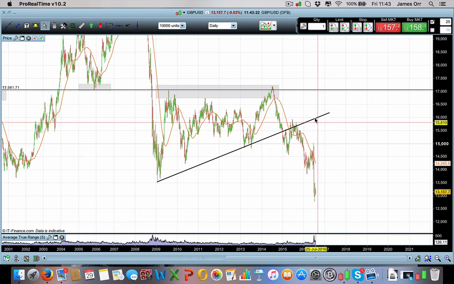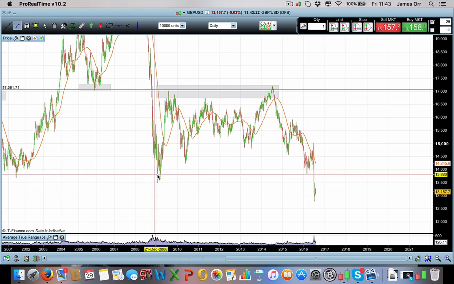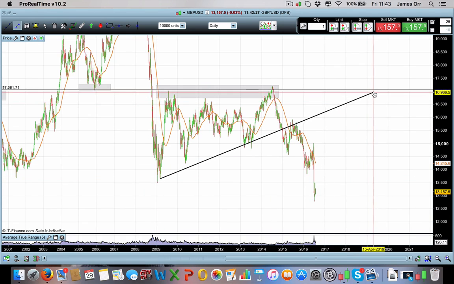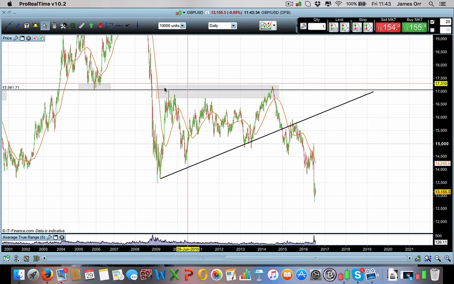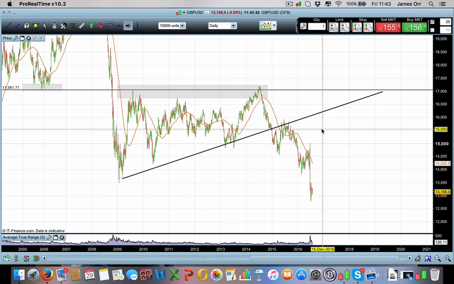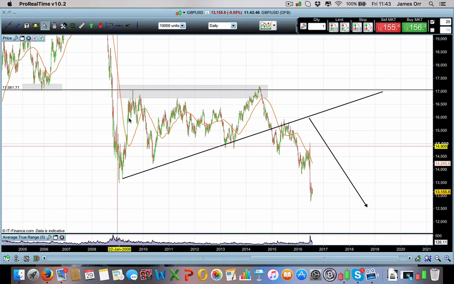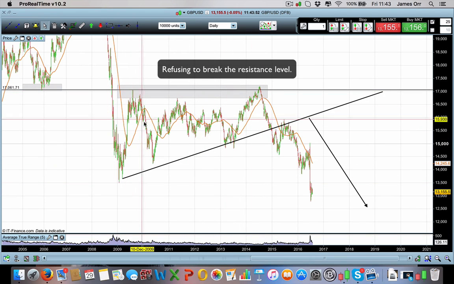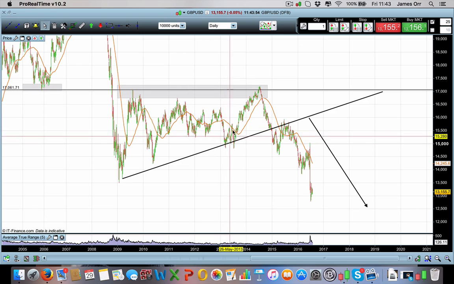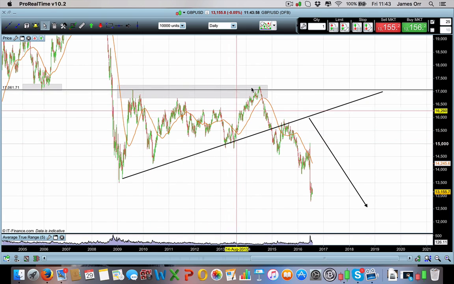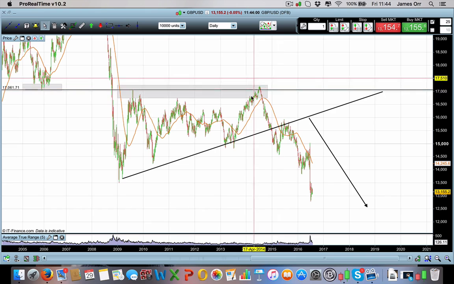Let me just turn this into one line so you can see it easier. Just take it from here all the way up like this. We're making an ascending triangle. An ascending triangle is basically price squeezing, and you're looking for a break to the downside. It's basically the market testing the resistance area, refusing to break the resistance area, but price is making higher lows. So you're basically seeing the market trying again and again and again to break this level.